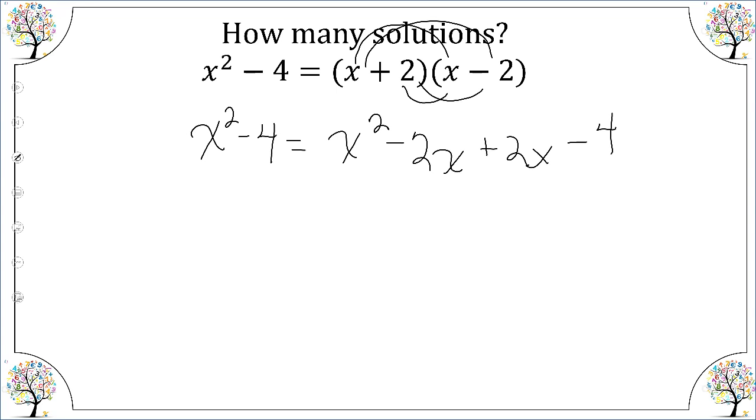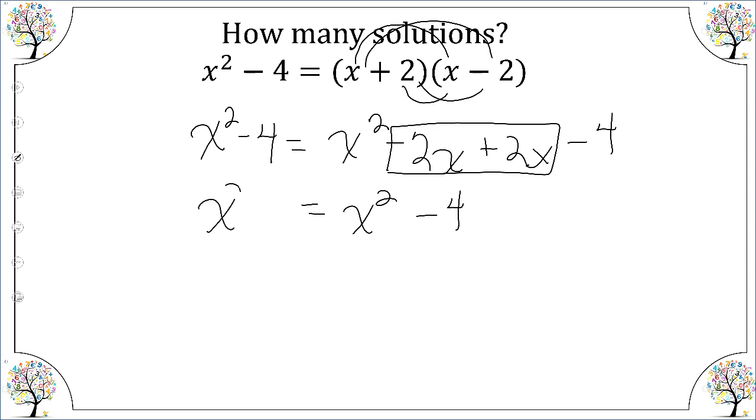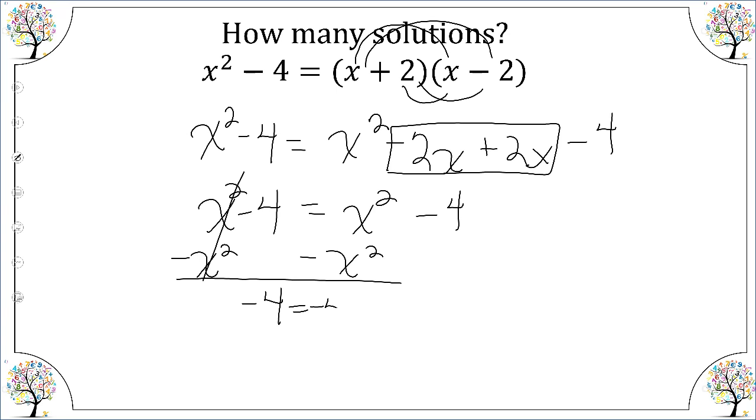And then we're going to collect the middle terms. These are eliminated. And I have x squared minus 4. I can immediately see that I'm going to have infinite solutions if I wanted to continue. I have negative 4 equals negative 4, so I have infinite real solutions.